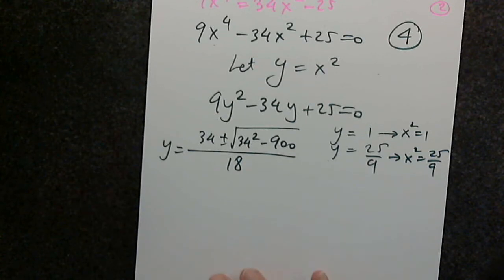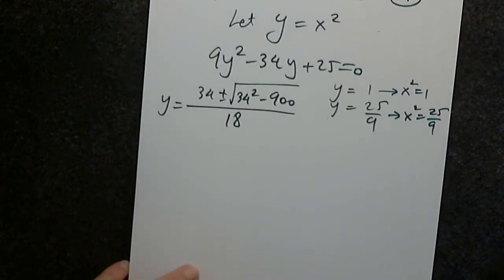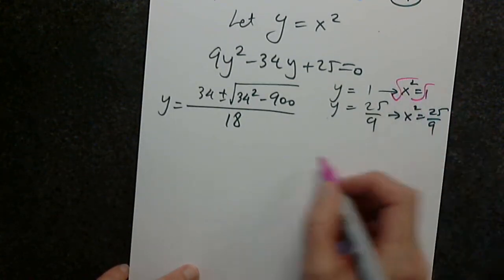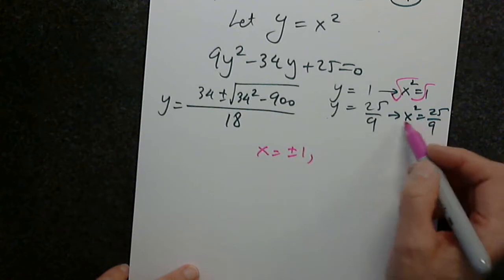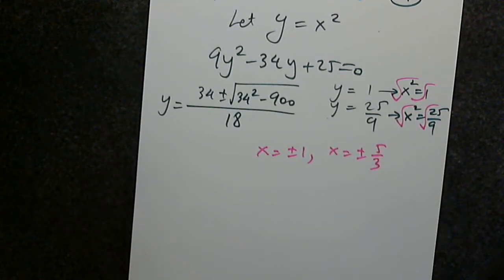After getting the two solutions, I use the calculator for that. So then from here I will take square roots, and I get x equals plus or minus 1. The same thing here, and I get x equals plus or minus 5/3.